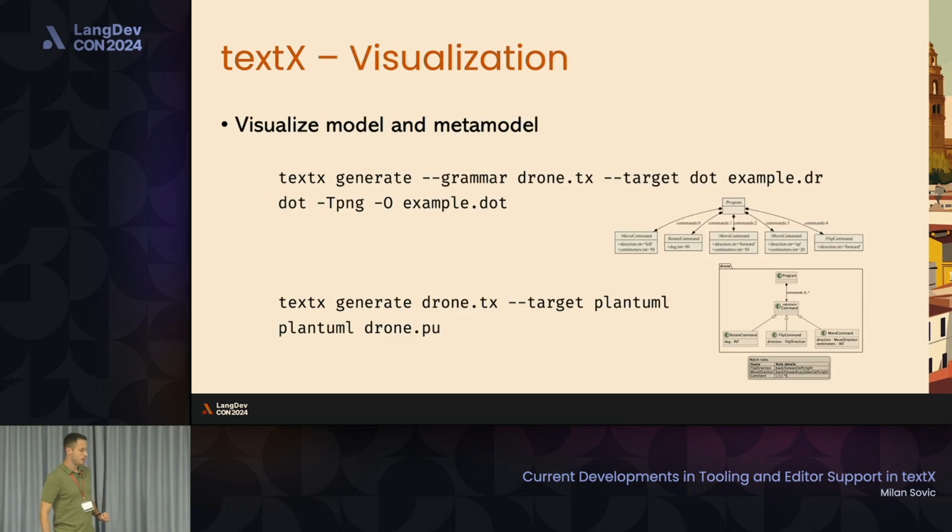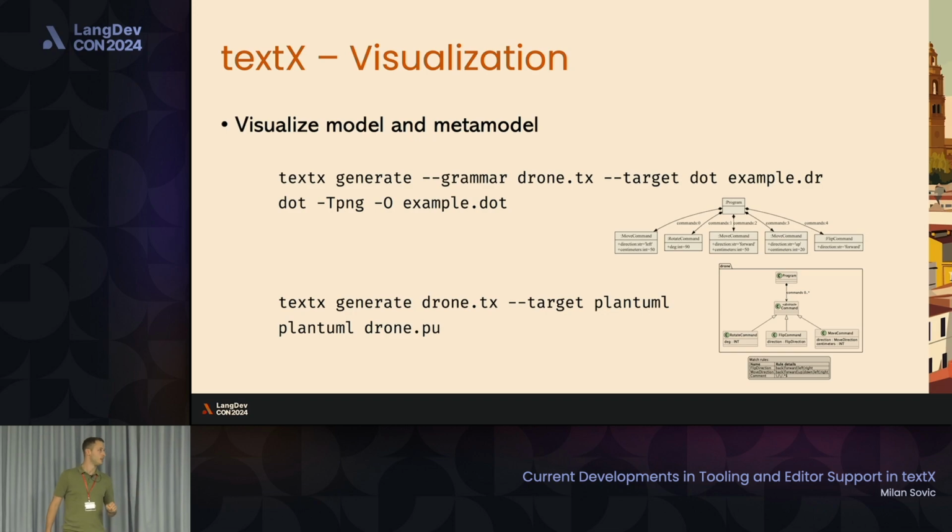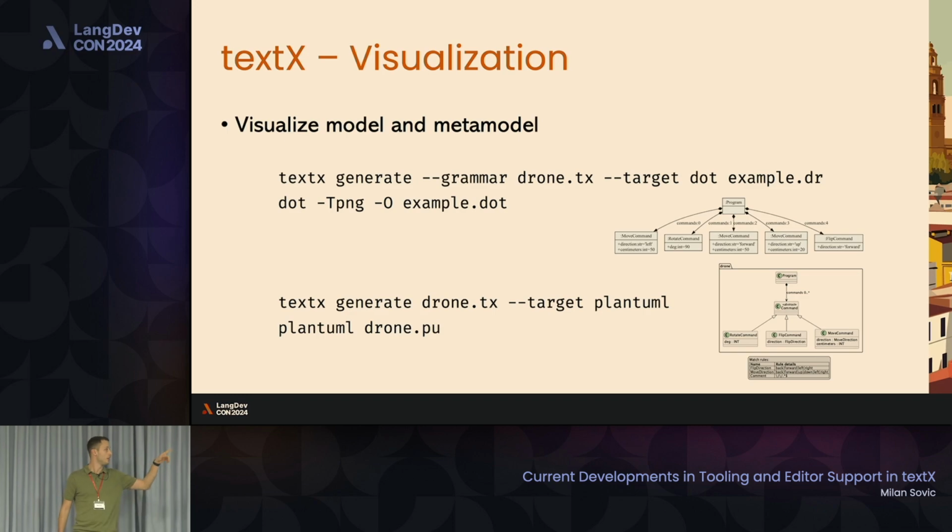And finally, we have commands for visualization. They actually use the generate command, but they're called on built-in generators, which are built into textX. We can choose between dot and PlantUML format. The second command in each example is for actually getting the viewable PNG file.